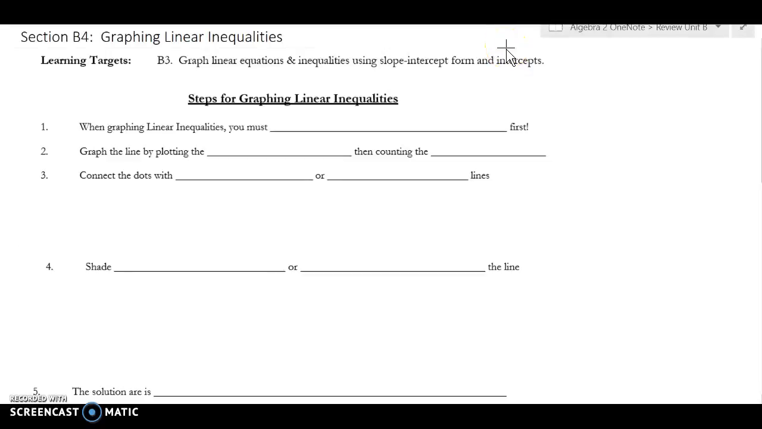All right, so what we're talking about today is being able to graph linear inequalities. Usually when you graph linear inequalities, the goal is to have it in slope-intercept form. So that's always going to be the first step: you must solve for y.